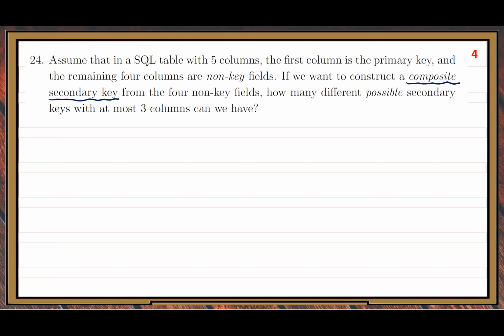So we do not consider the 4 column cases. Yeah, 2 column cases and 3 column cases. So only 2 cases. The first one, 2 column composite key. And the second one, 3 column composite key.